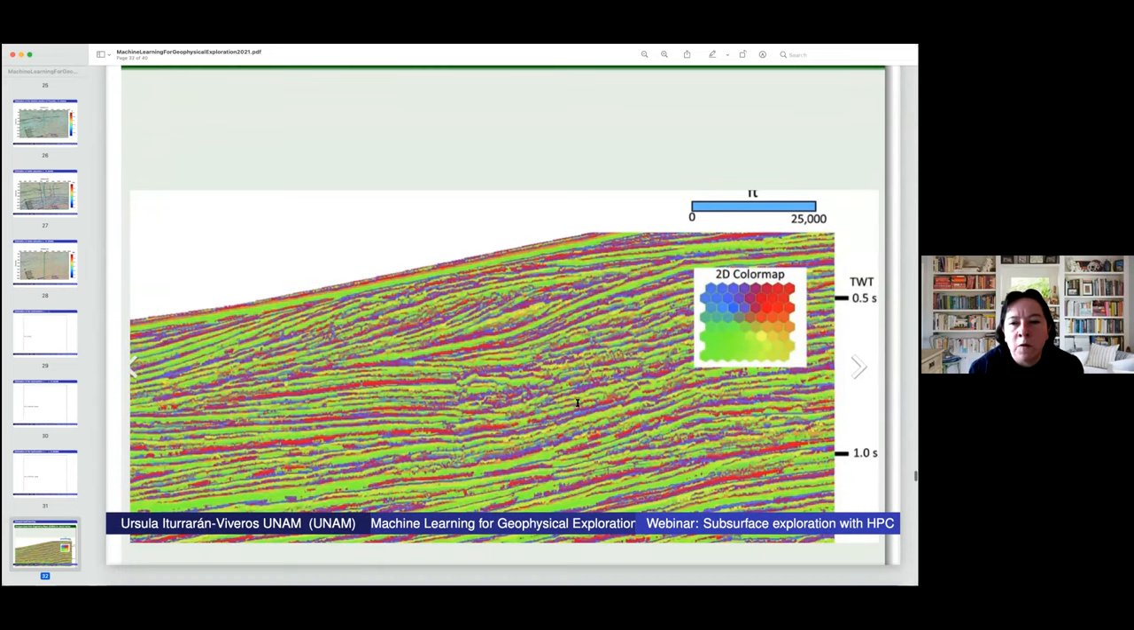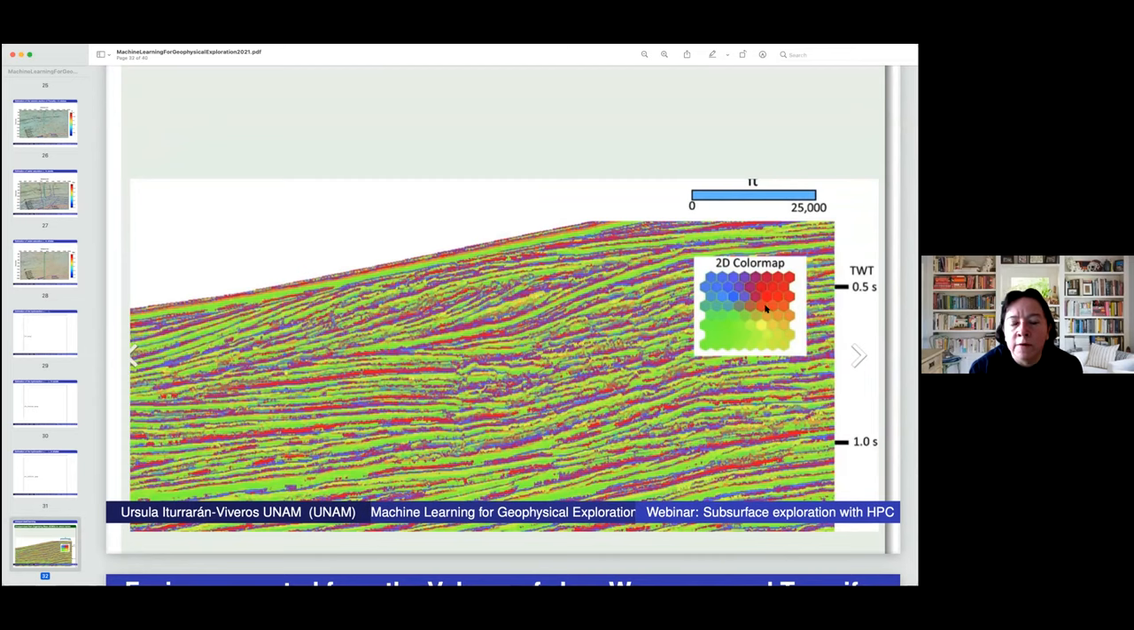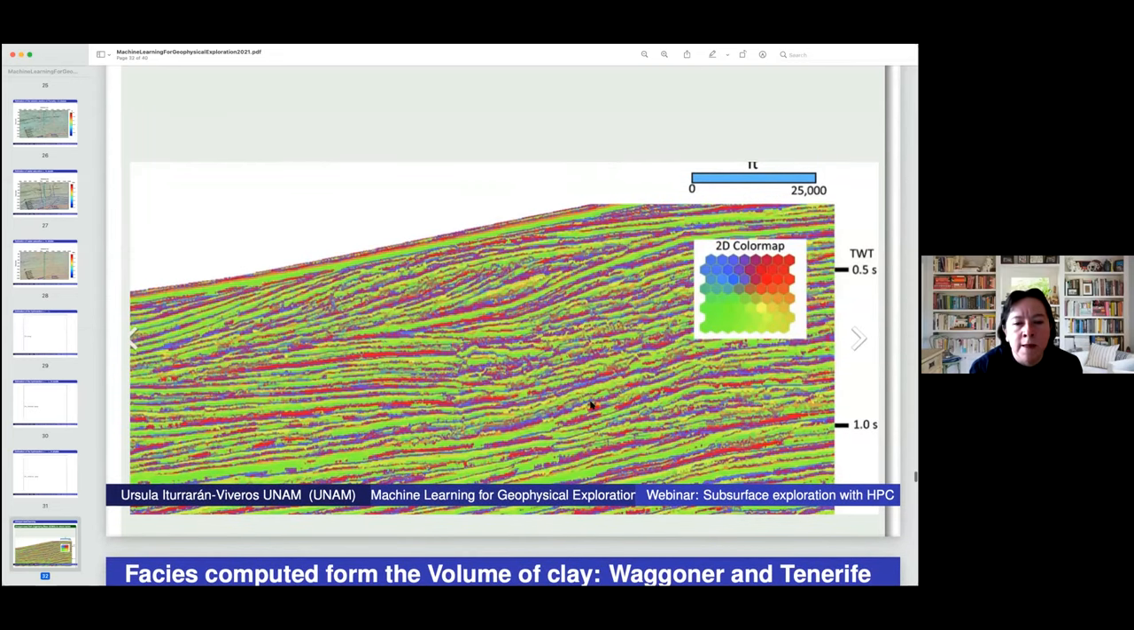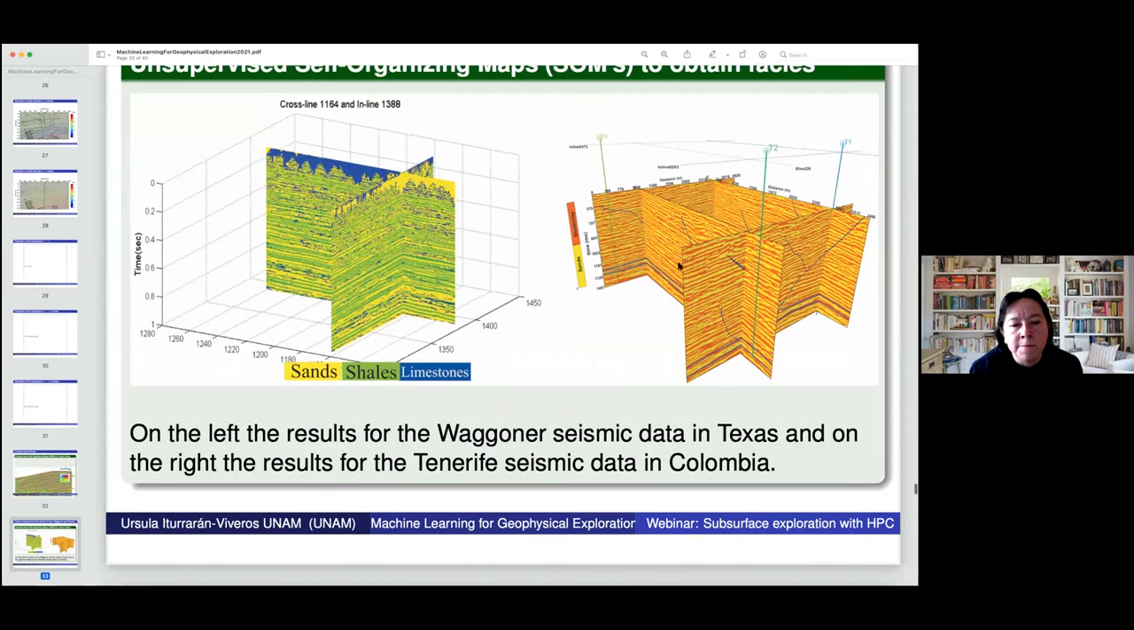This is just a small example. I also do unsupervised neural networks, and I can choose unsupervised and do self-organizing maps for choosing facies, so sands or shales or limestones. The neural network is like a retina, and the data converts to classes, which you then map back to the seismic. In this case, you have sands, shales, and limestones. And in this case, only the sands and shales that I have shown you before.